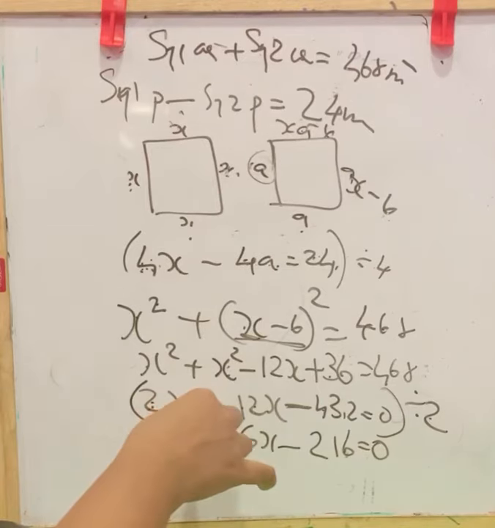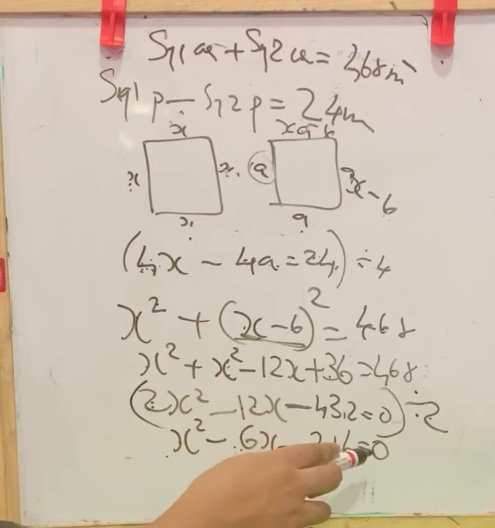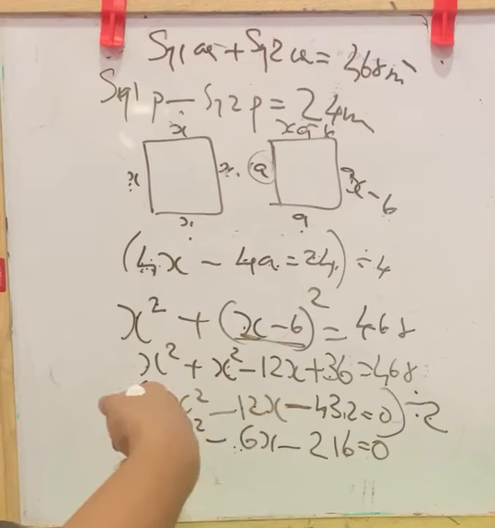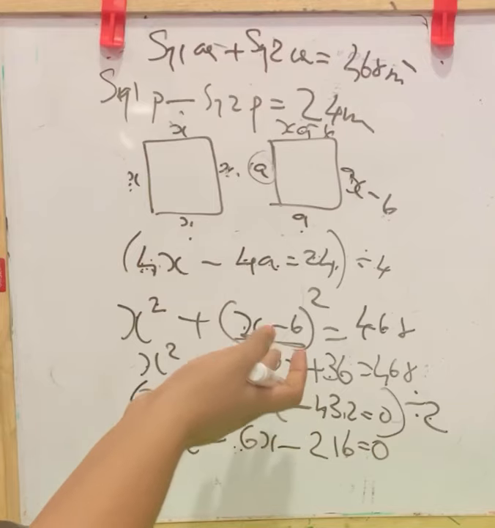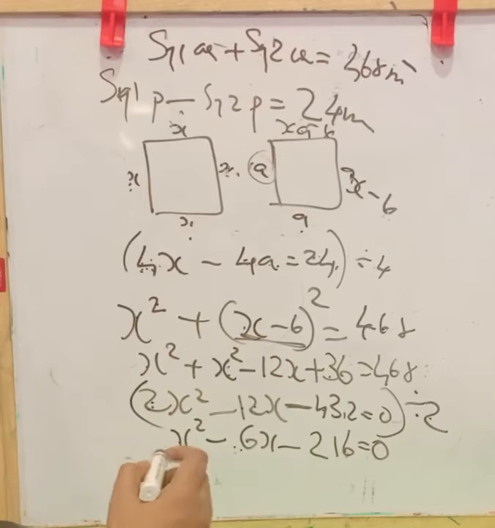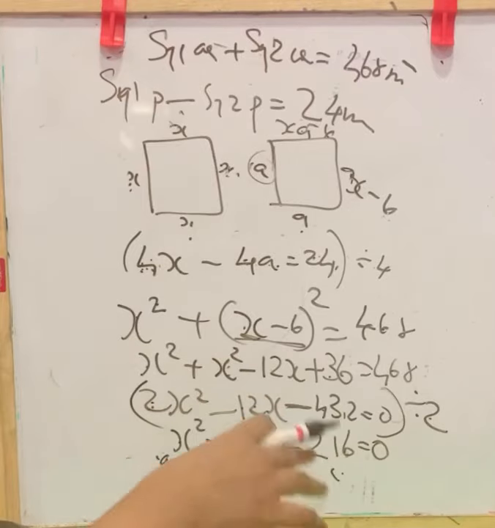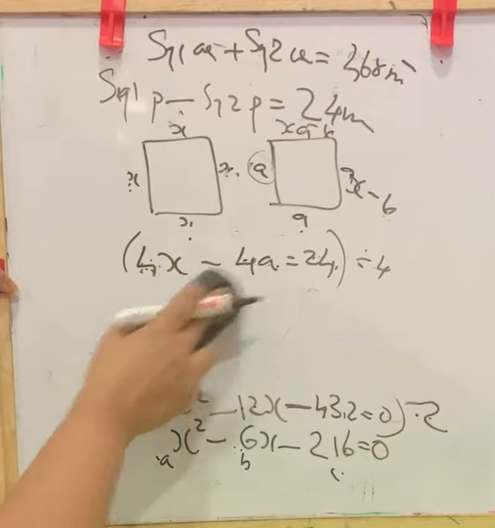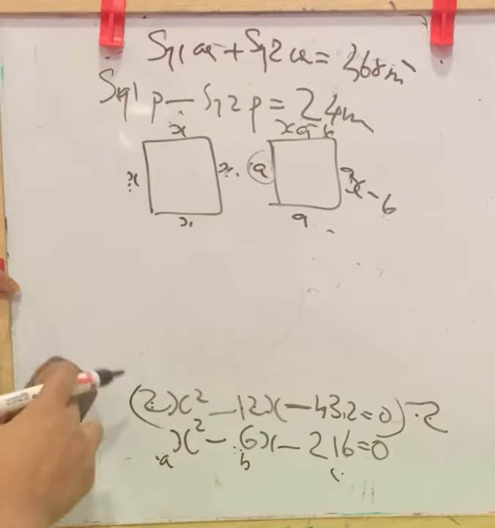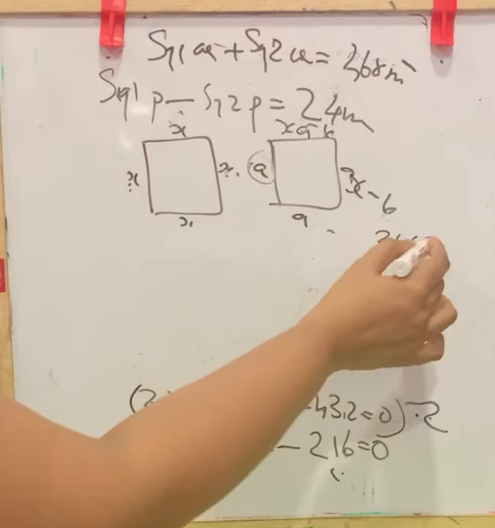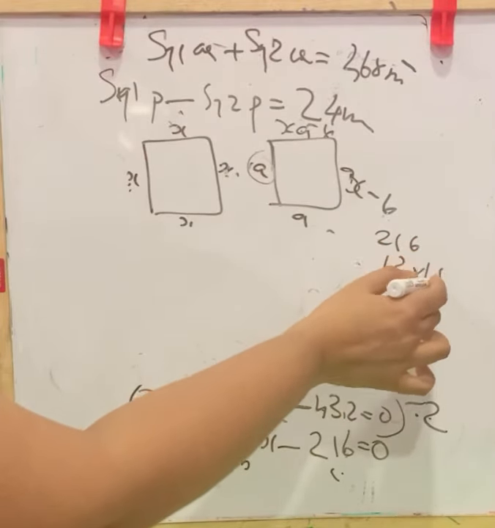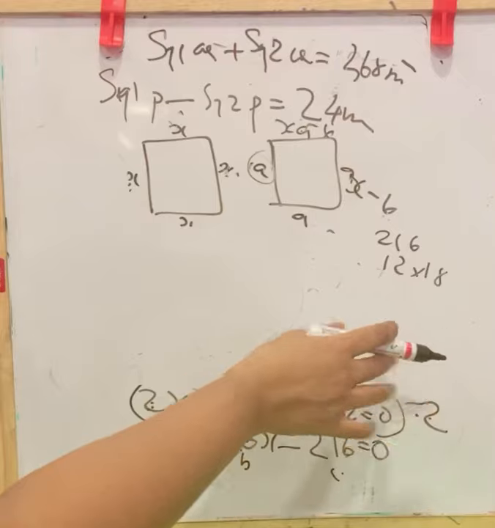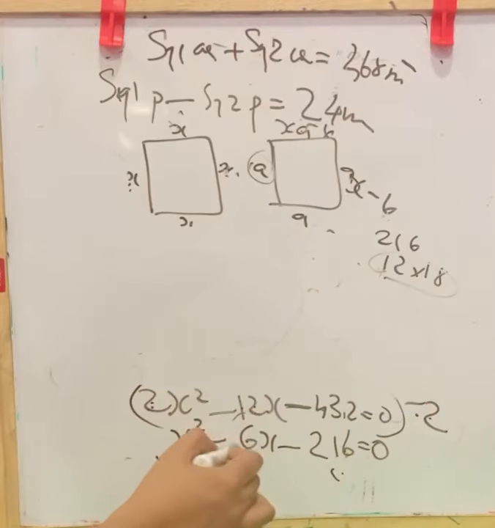This is in the ax square plus bx plus c equal to 0 form. So this is a quadratic equation. We will split the middle term and find the roots. So here a, b and c. A into c is 216. Find all the factors of 216 and see which pair is matching with 6. We'll get 216 is 12 into 18. By trial and error, find all the factors. You will get 12 into 18 matches with 6.